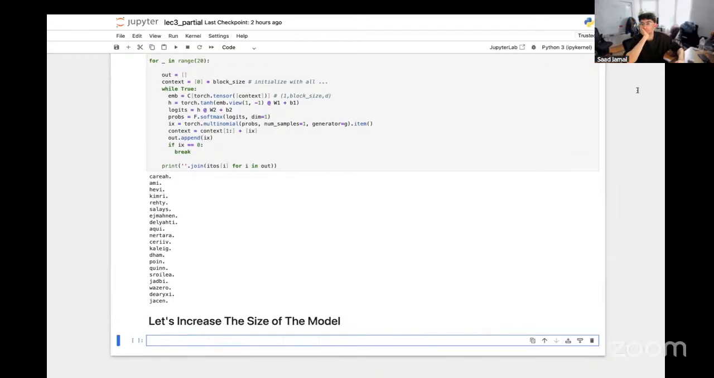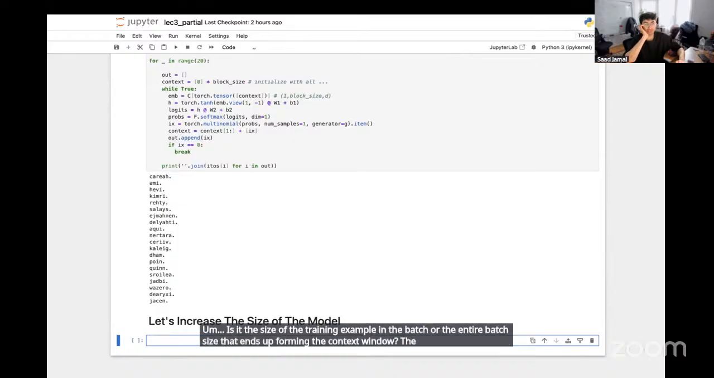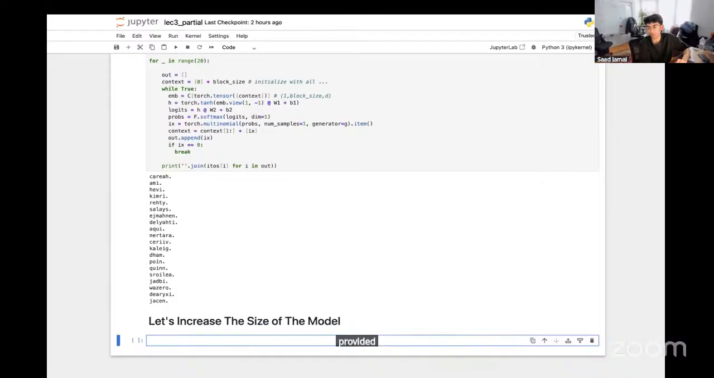Is it the size of the training example in the batch or the entire batch size that ends up forming the context window? The context window here is 3. The context window is a trigram. Any time that we predict the next character, we're looking at 3 at a time, right? The context window in Opus 4.6 is 1 million, right? So Opus 4.6 is capable of predicting the next token provided 1 million input tokens, right?